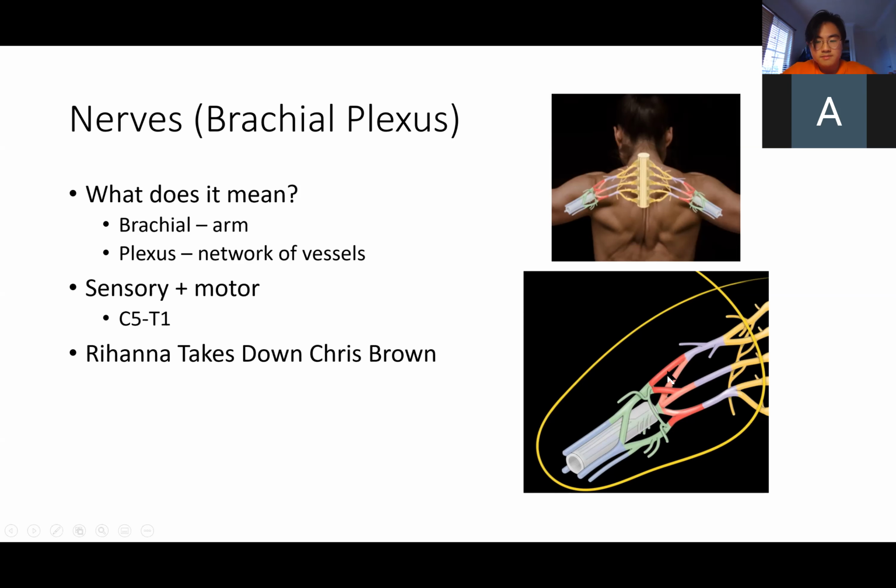The brachial plexus is divided into five sections: roots, trunks, divisions, cords, and branches. And here's just a mnemonic, I'm sure you have your own. Right, Rihanna takes down Chris Brown.